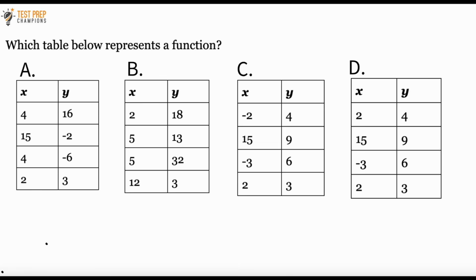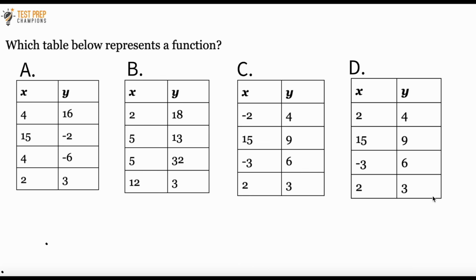Now, one important thing to know about functions is that a function has exactly one output for each input. So it's important to remember that a function has exactly one output for each input. Now, you might be getting sick of me repeating that, but I'm repeating it because it's very, very important. So for this question here, what does that mean exactly?